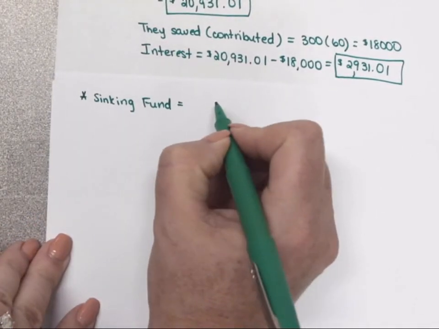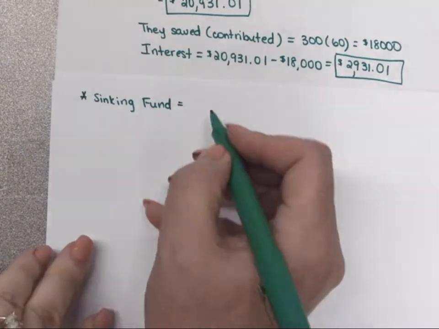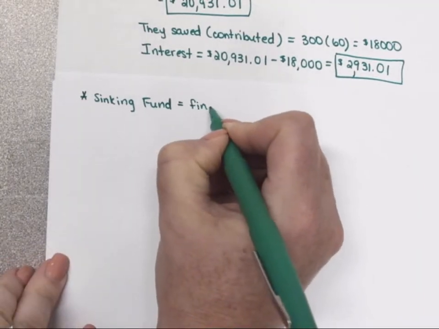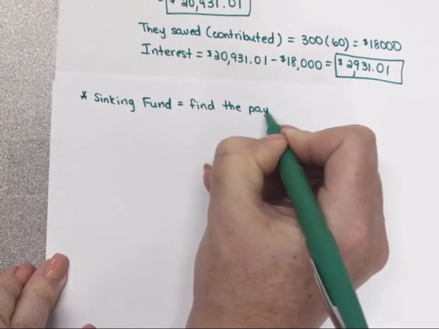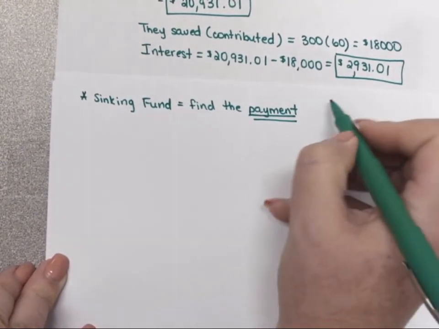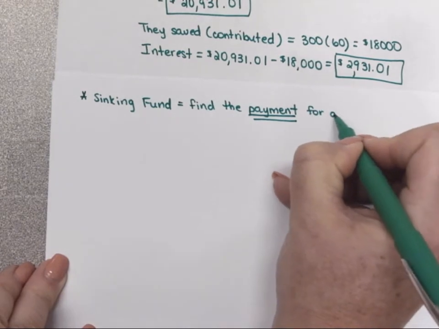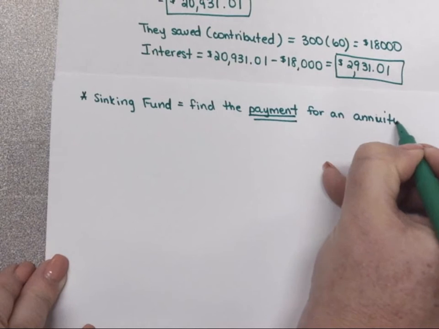All right, so we talked about annuities. Okay, so annuities are any sequence of periodic payments. Okay, so a sinking fund is where we find the payment for the annuity. So I'm going to underline this. So this is like maybe a little more useful sometimes.